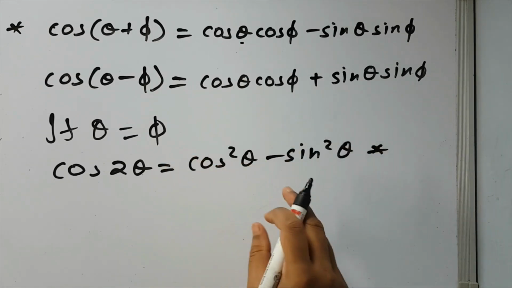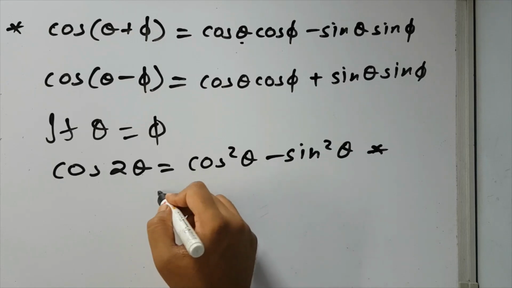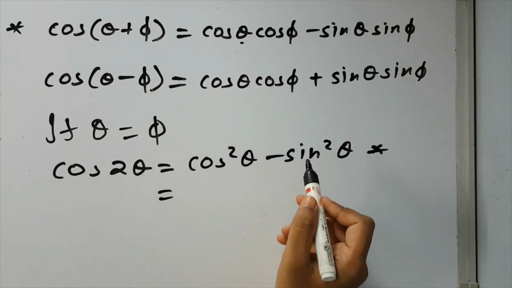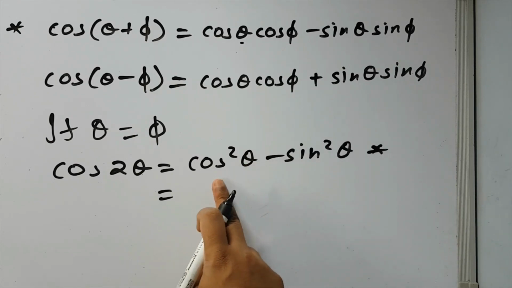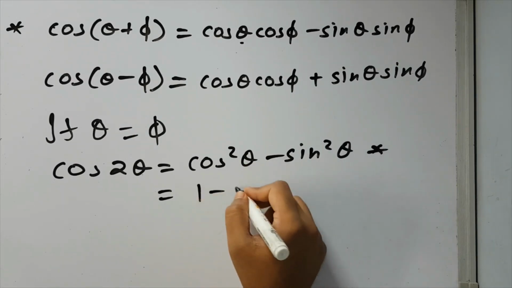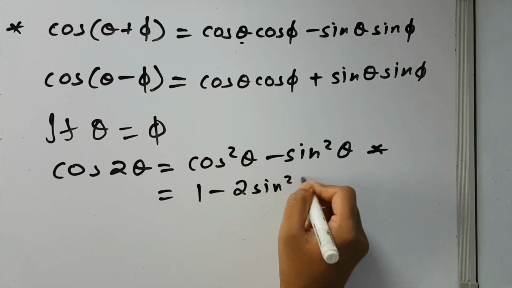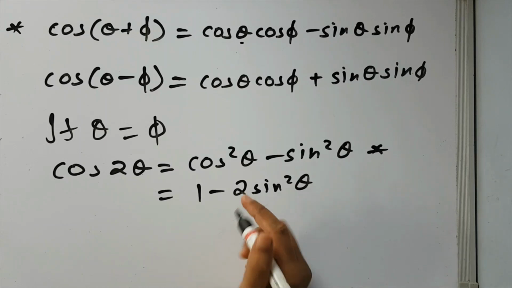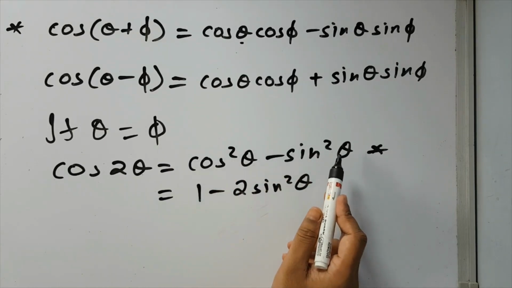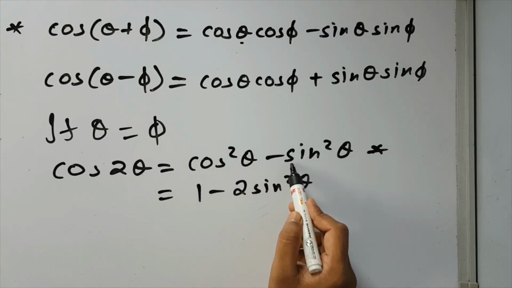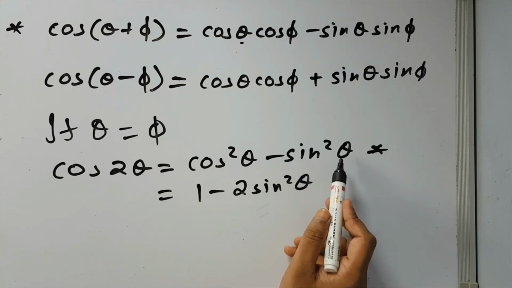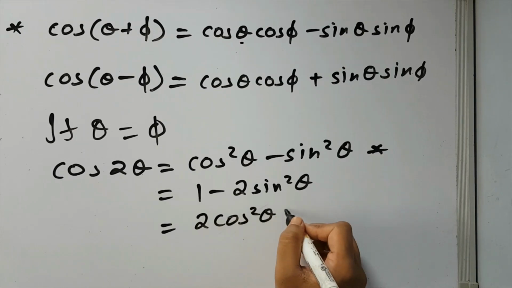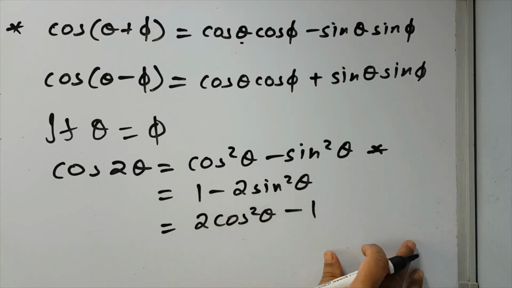Now you can change this formula further. You can replace cos square theta by 1 minus sin square theta. So 1 minus sin square theta minus sin square theta would be 1 minus 2 sin square theta. And the other thing you could do is completely convert this to cos square theta by replacing sin square theta with 1 minus cos square theta. So in that case you will be getting 2 cos square theta minus 1.